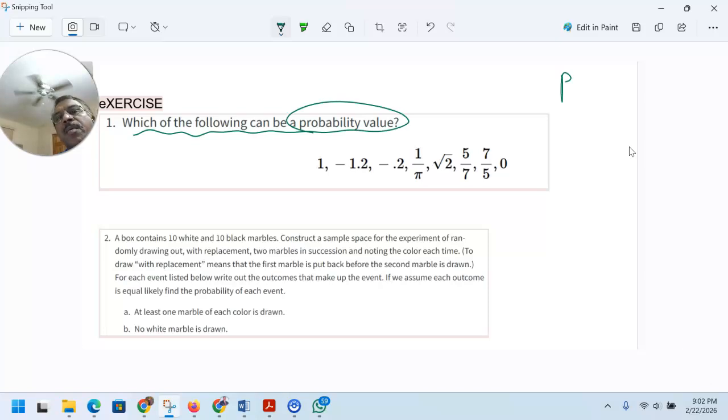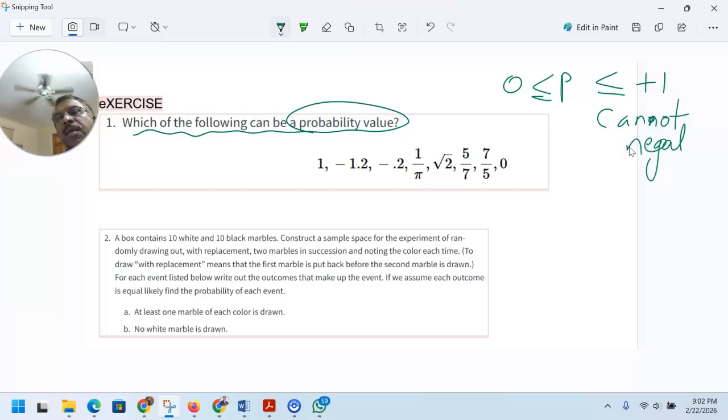Now, when you talk about a probability value, the small p, it always has to be between 0 and plus 1. It cannot be negative, cannot be negative. Okay, so if it cannot be negative, that means these are wrong. These are the two pieces which cannot be the answer.